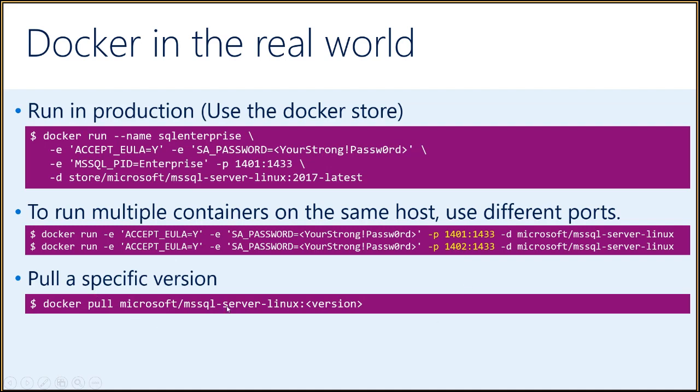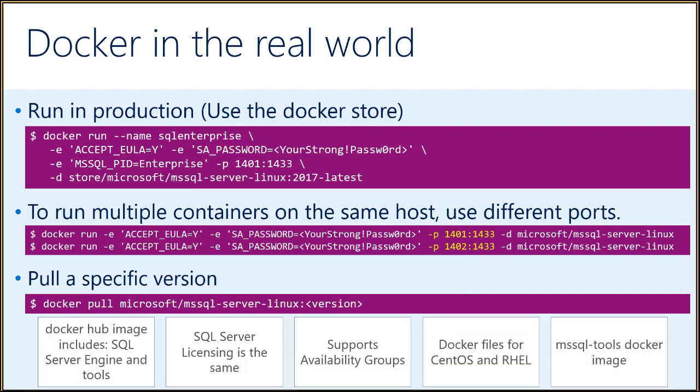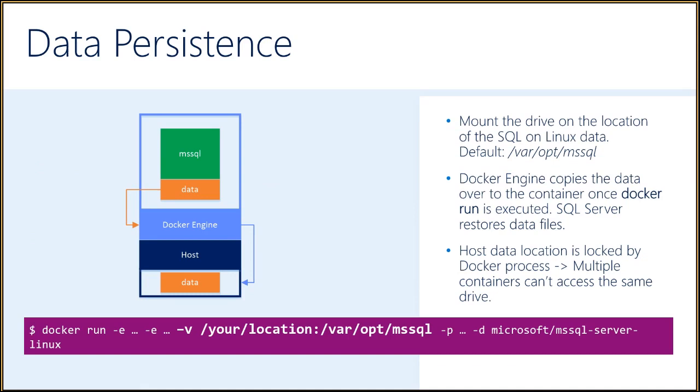And Docker always allows you to pull a specific version. Do I want to pull down CU2, cumulative update 2, or 3, or 5, or the latest one, or whatever I'd like to do. Here are some comments about how we support availability groups. There's a separate Docker image out there for the tooling if you just want to run a tooling package container to connect to other SQL Servers. The Hub image that we've built contains just the engine, but it has the tools also baked into it.